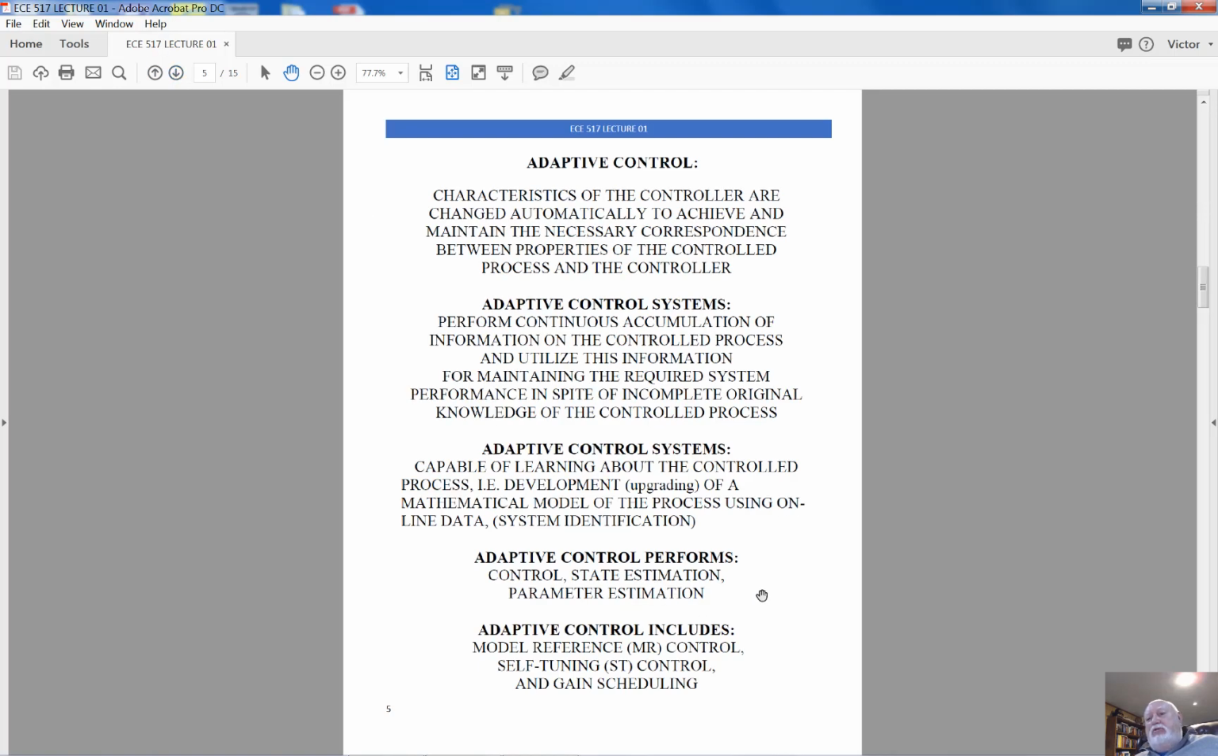Adaptive control includes model reference control, as I said, and self-tuning control. And in addition, in adaptive control, there is a special technique known as gain scheduling. So in my course, we will talk in all details about model reference and self-tuning, and we'll talk about gain scheduling. But the concept of gain scheduling is a little bit different. It is used, but many people do not view it as adaptive control.